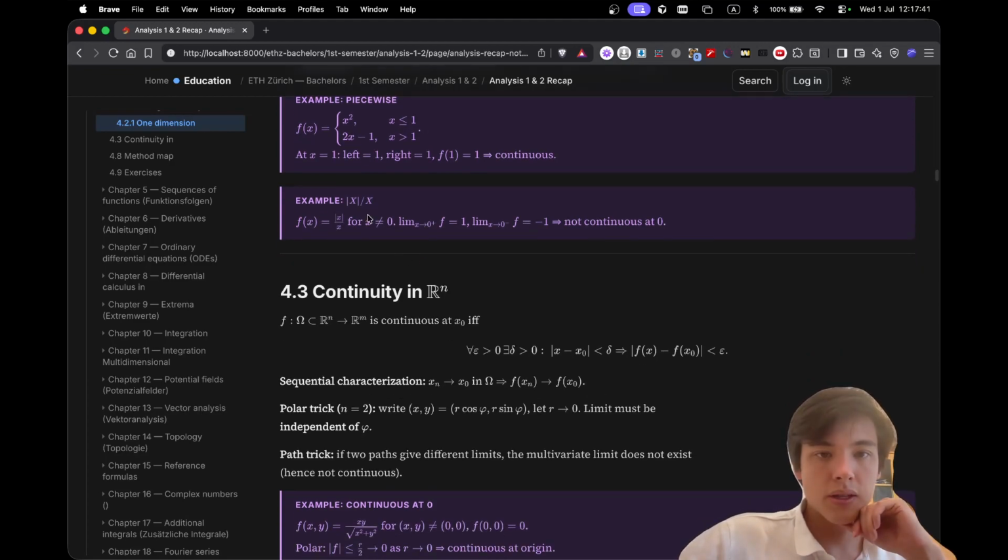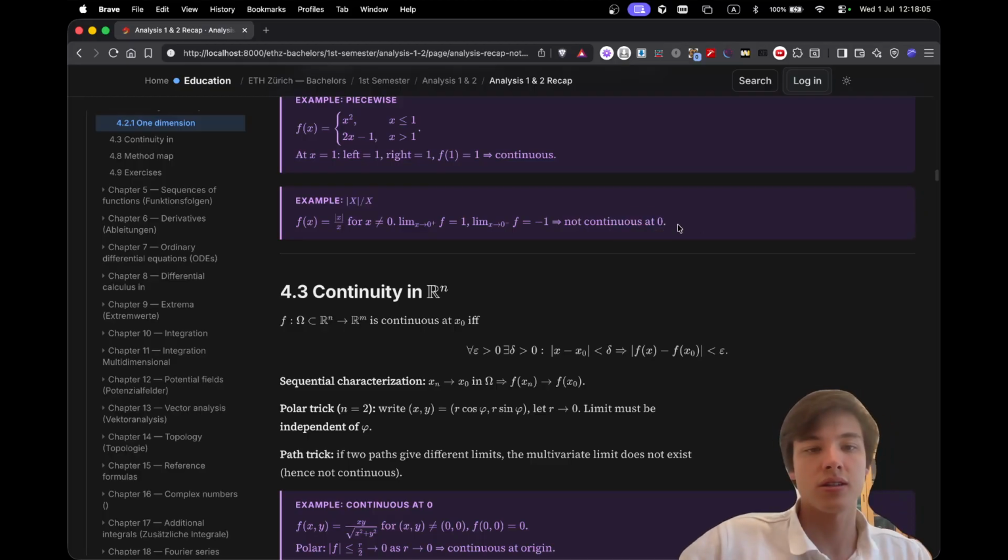What would this be? f of x is the absolute value of x divided by x, for x not equal to 0. So let's see. If we go from the positive side, it's a positive divided by a positive number, which gives us 1. If it's negative, then positive divided by negative gives us -1, so it's not continuous at 0. It's like -1 and it suddenly jumps to 1.